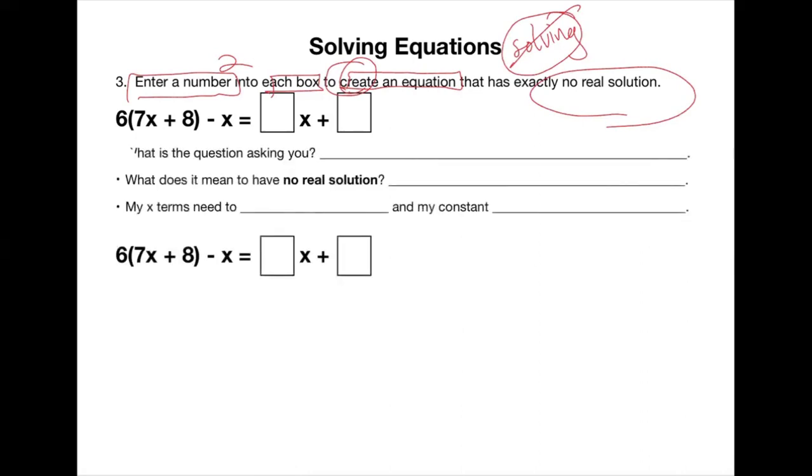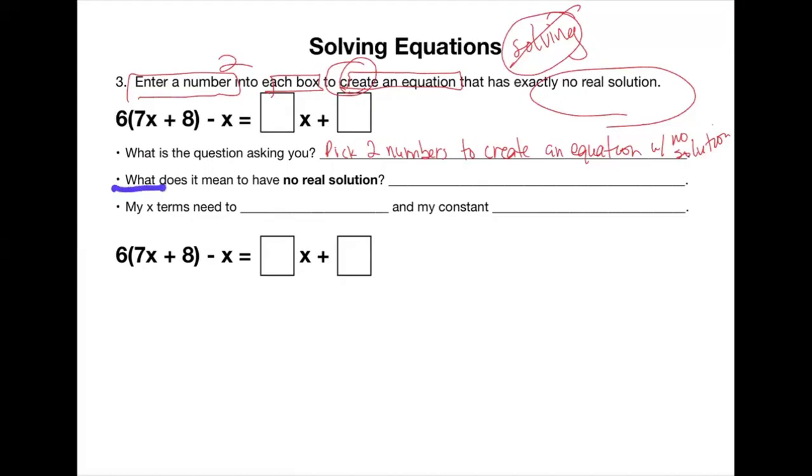The first question here. What is this question asking you? It's asking us to pick 2 numbers to create an equation. And not just any equation, one that has no solutions. With no solution, with no answers. So what does it mean? Pick 2 numbers to create an equation with no solution.